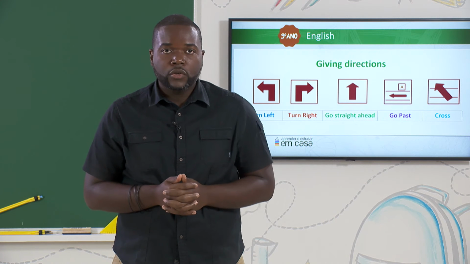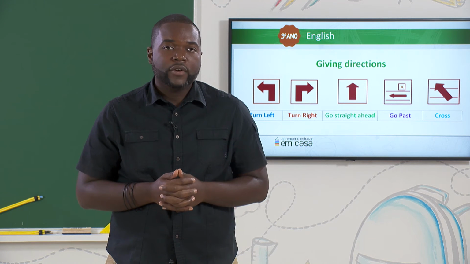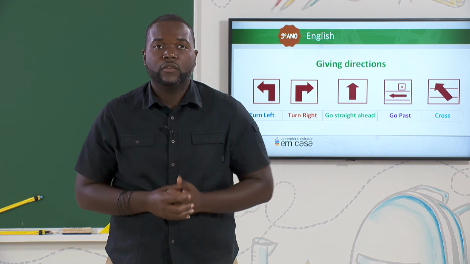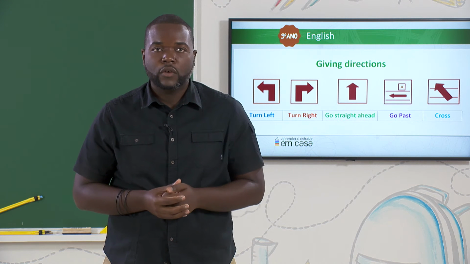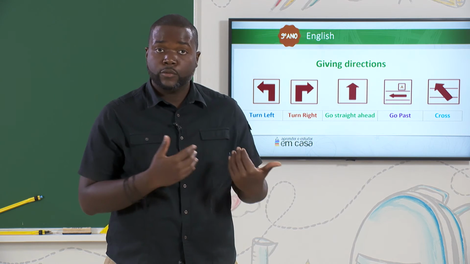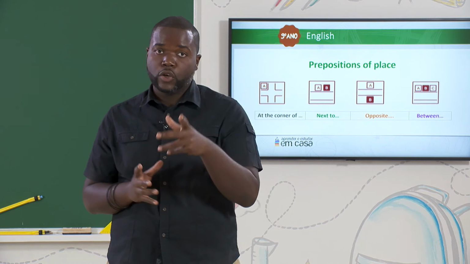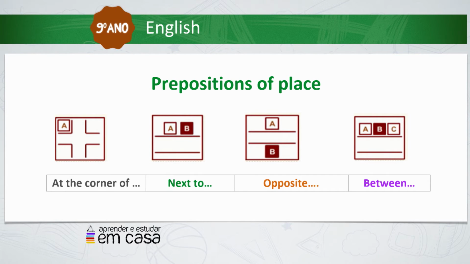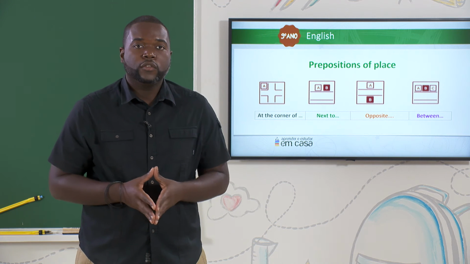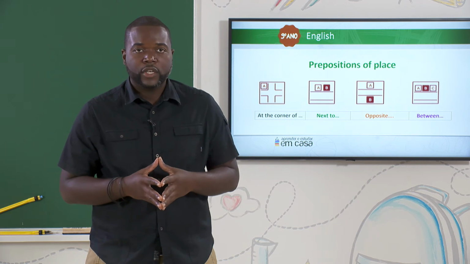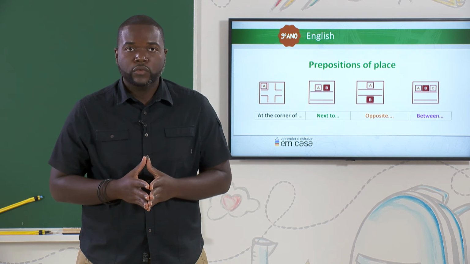Okay, but you cannot use these to give directions without the proper prepositions of place. Now let's see which prepositions of place we can use with these expressions to give directions. Let's go. So the prepositions of place are the following: at the corner of, next to, opposite, and between.